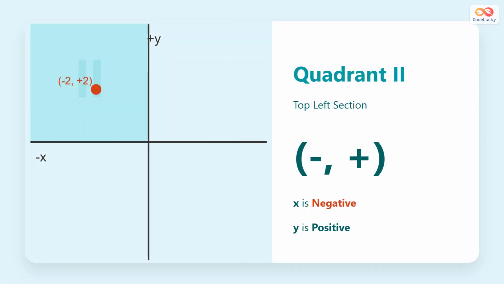Moving counterclockwise, we arrive at Quadrant II in the top left. In this section, x values are negative because we are to the left of the y-axis, but y values are still positive because we are above the x-axis.